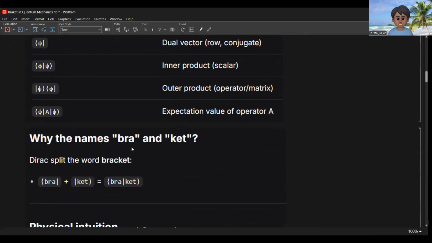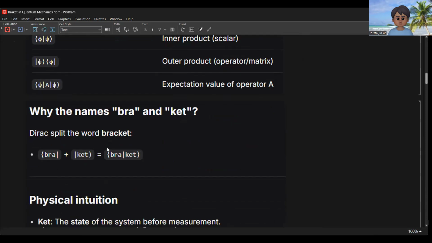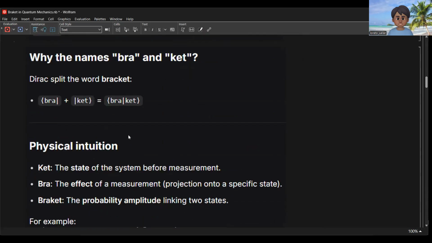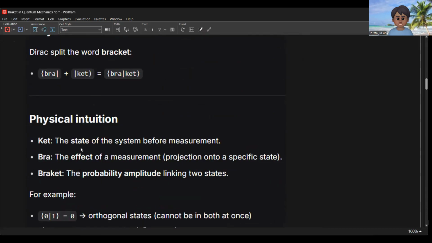So why the name bra and ket? Dirac split the word bracket: bra plus ket. So this is the bracket. For physical intuition, the ket is the state of the system before a measurement. The bra is the effect of measurement, a projection onto a specific state. Then we have the bracket, the probability amplitude linking two states.